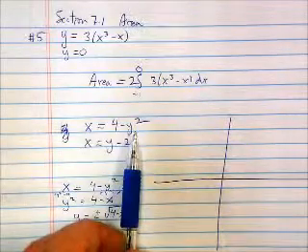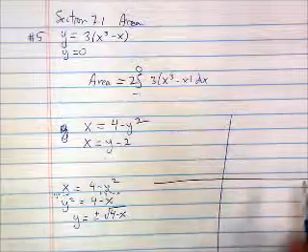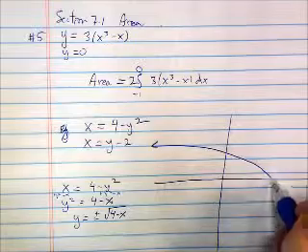How did I know right away that this parabola was going to go left? The y squared was negative. All right, so this is a parabola that opens to the left, like so.